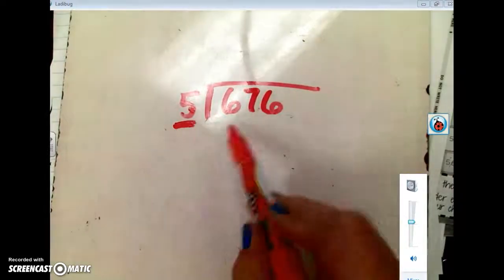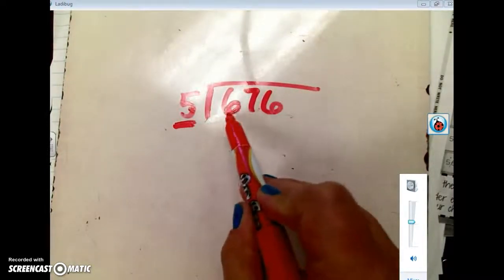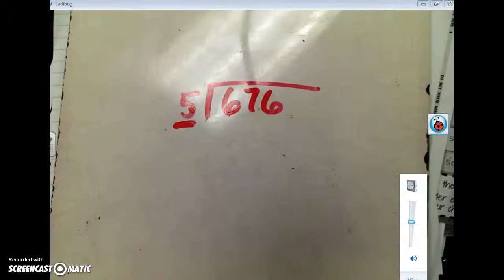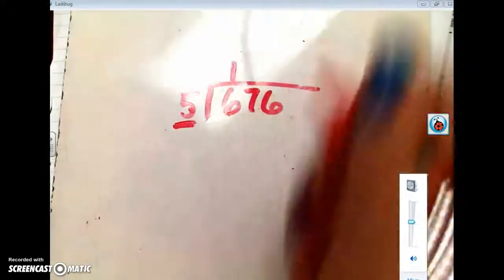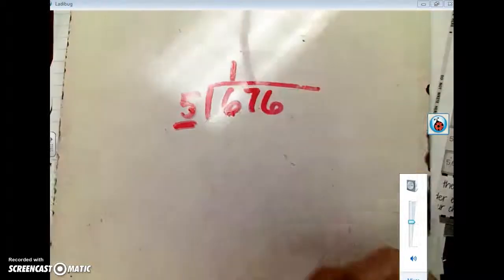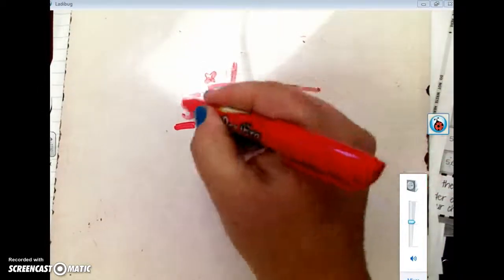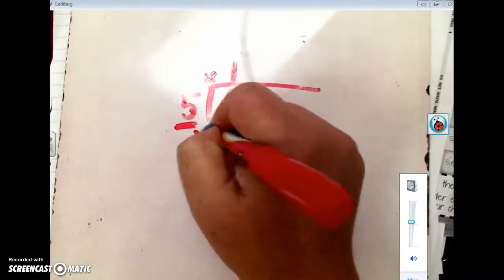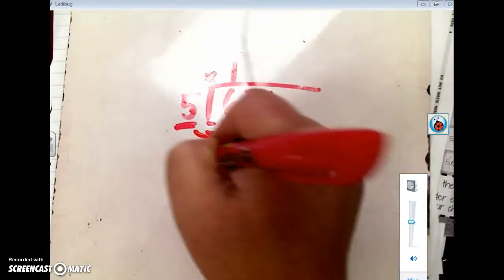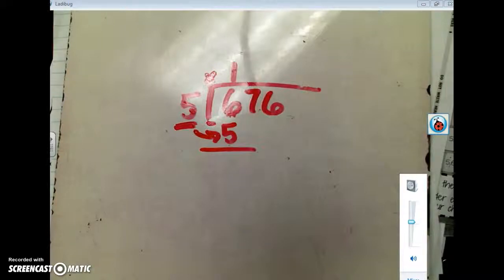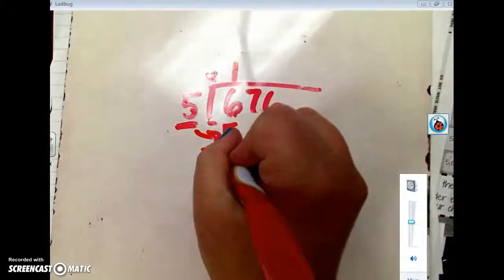How many 5s go into the hundreds right here? 600. 5 goes into 6 one time. Notice I'm putting my 1 directly above my 6. 1 times 5 is 5, and I do what operation? Subtract. 6 minus 5 is?